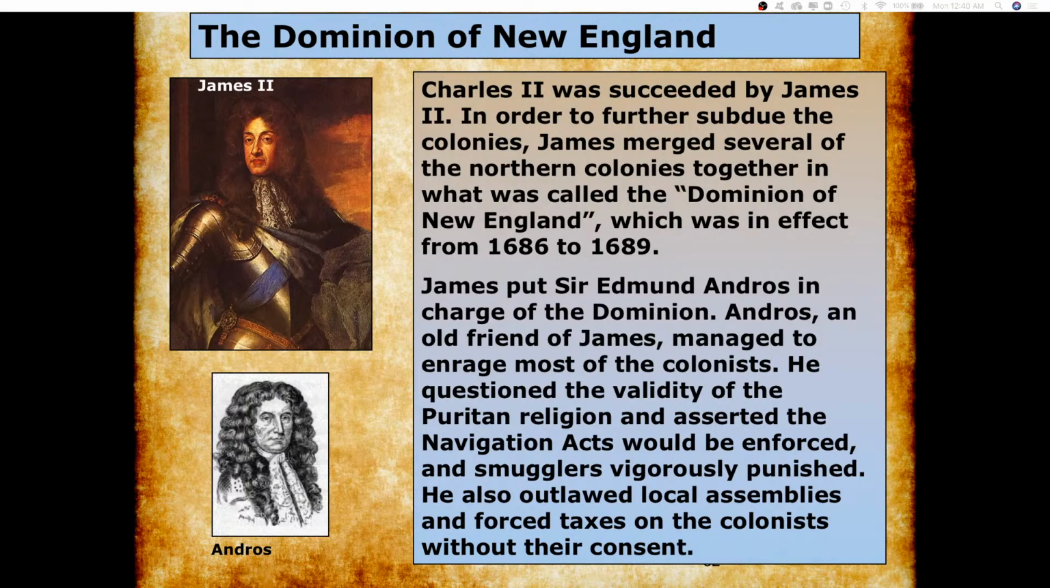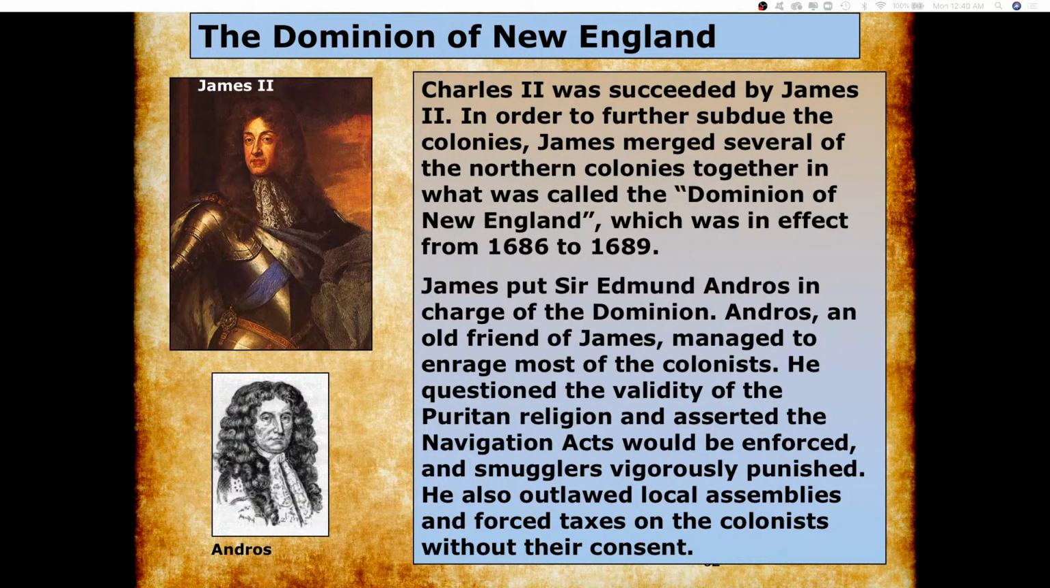So he puts his old friend, Sir Edmund Andros, in charge. And Sir Edmund Andros does so many things to anger New England colonists. For one, he questions the validity of the Puritan religion. For two, he asserts the Navigation Acts, which, here's the thing, guys, about Puritans. A lot of them also make their money off of trade because they're along the coast. A good chunk of them. I mean, big cities like Boston are already in existence and they trade. So the Navigation Act definitely hurts their trade.